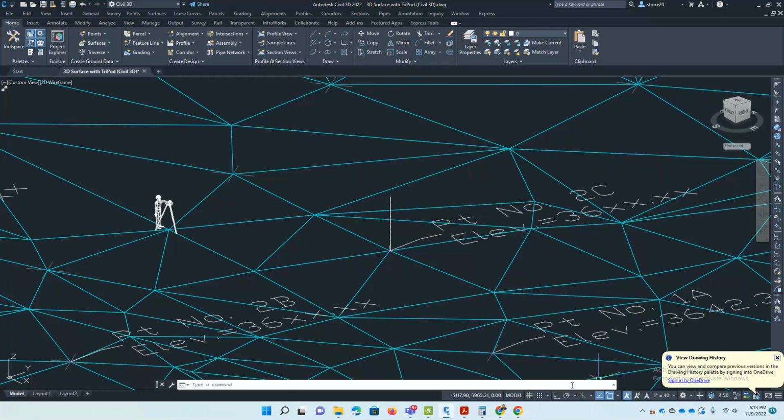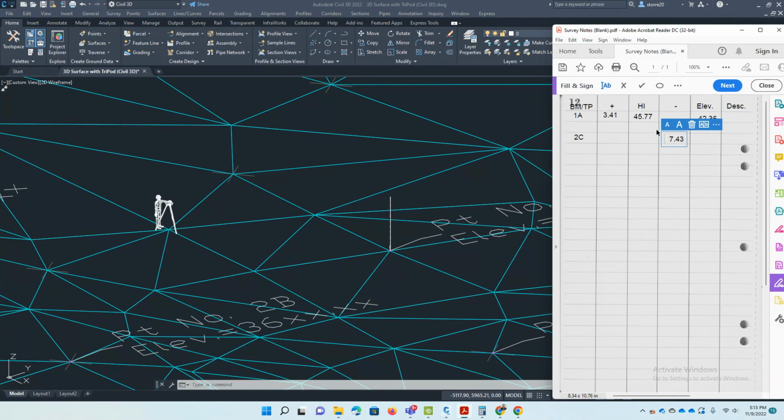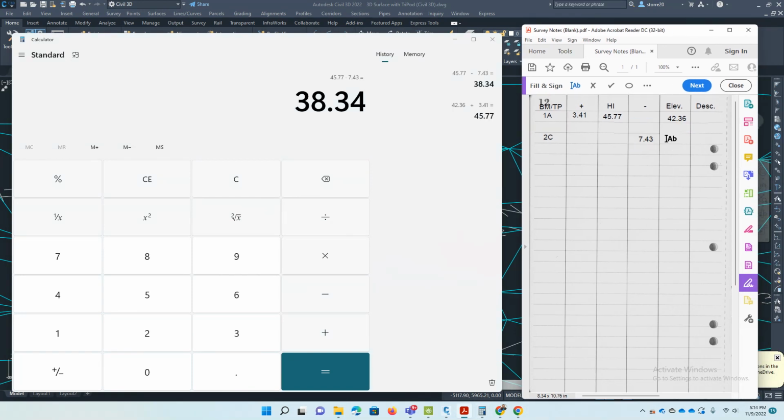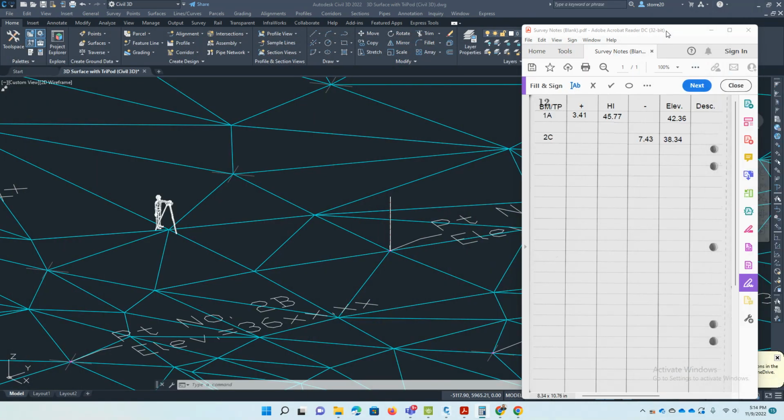Because of my book and the math that I'm doing, I'm going to take 45.77. Remember, we're subtracting from the HI down, minus 7.43. So I'm going to take my calculator: 45.77 minus 7.43 equals 38.34. So I'm going to go back over here and fill in the elevation at 2C of 38.34. Got it. So that's what should be there.